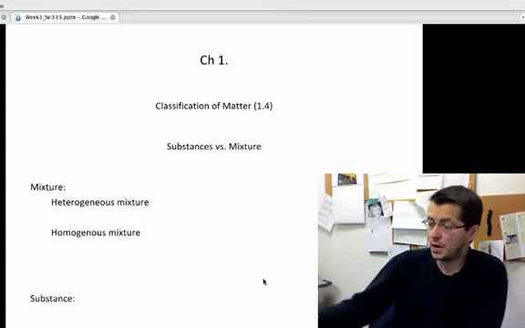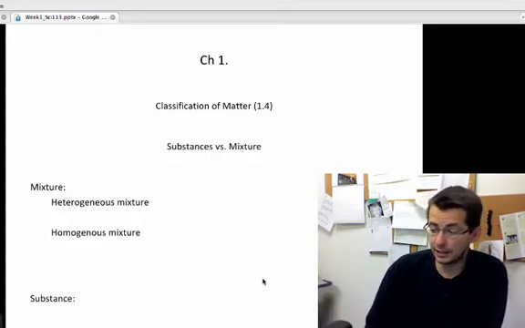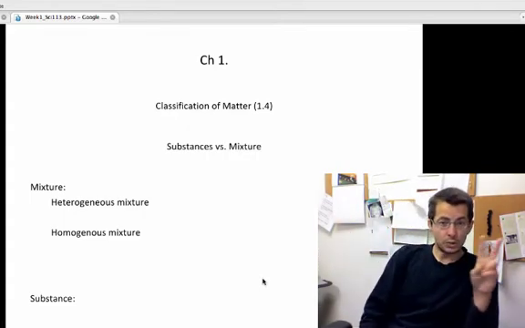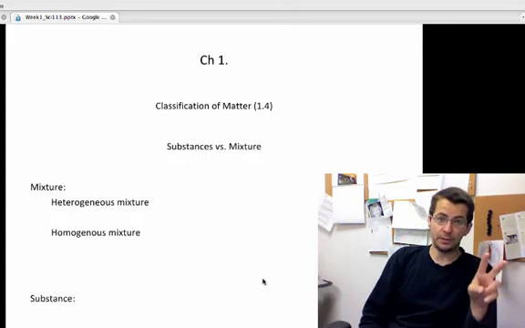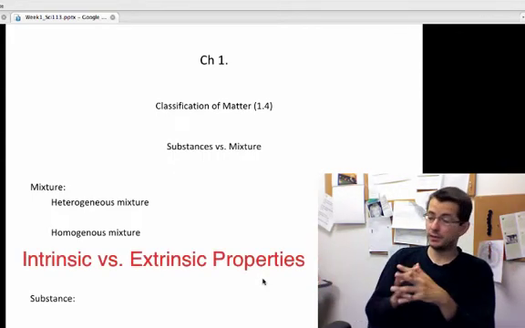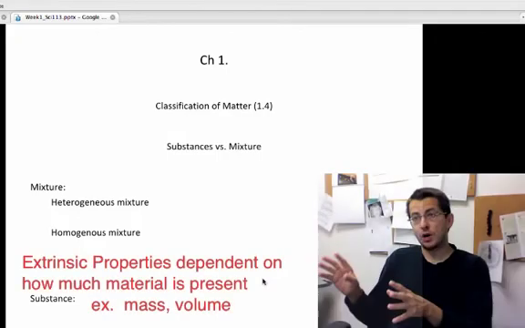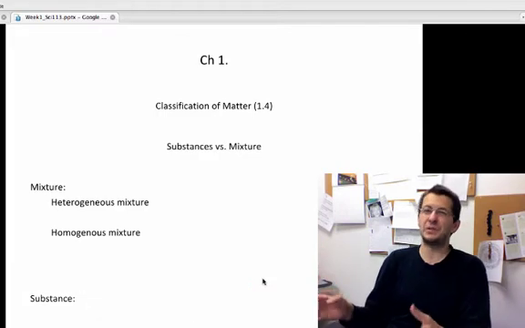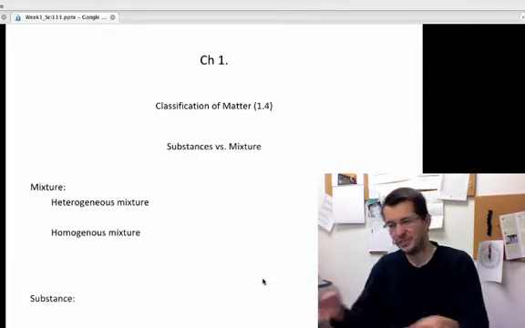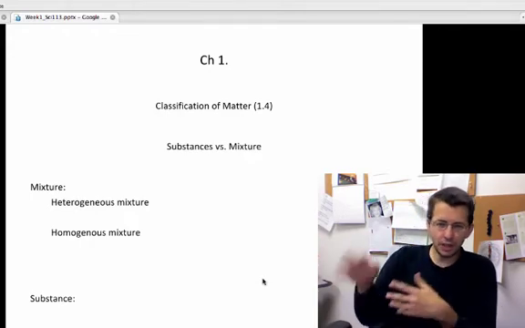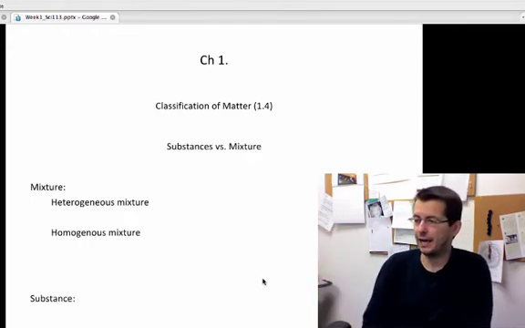Properties fall into a number of different categories as well. So this is about categorizing. There are two types of properties: intrinsic properties and extrinsic properties. Extrinsic properties change with the amount of material. Extrinsic properties are things like mass and volume, things that we usually go out in the lab and measure. They really fluctuate depending on how much material we have, and they're not really as interesting for us.